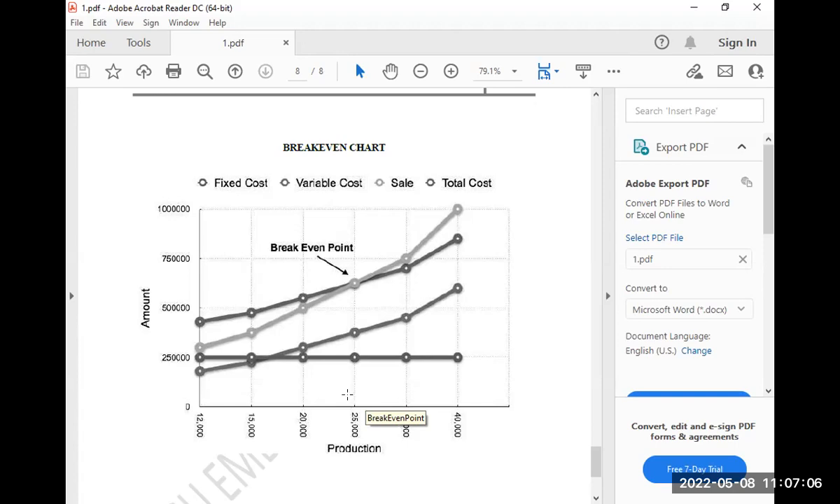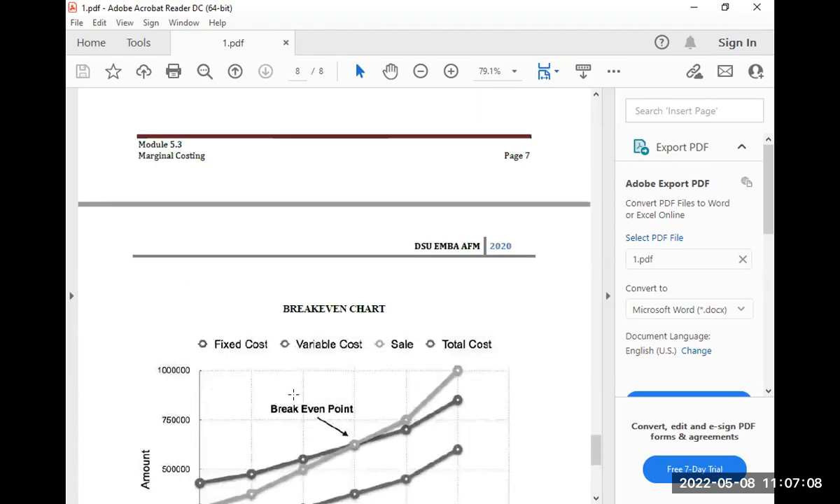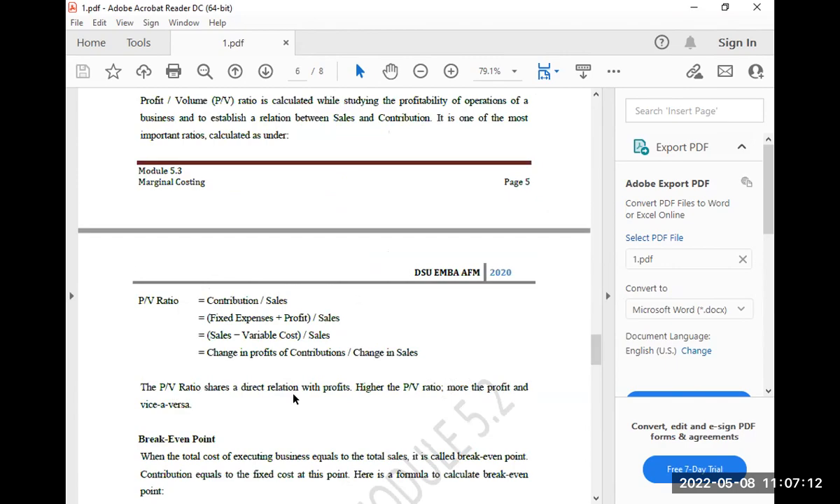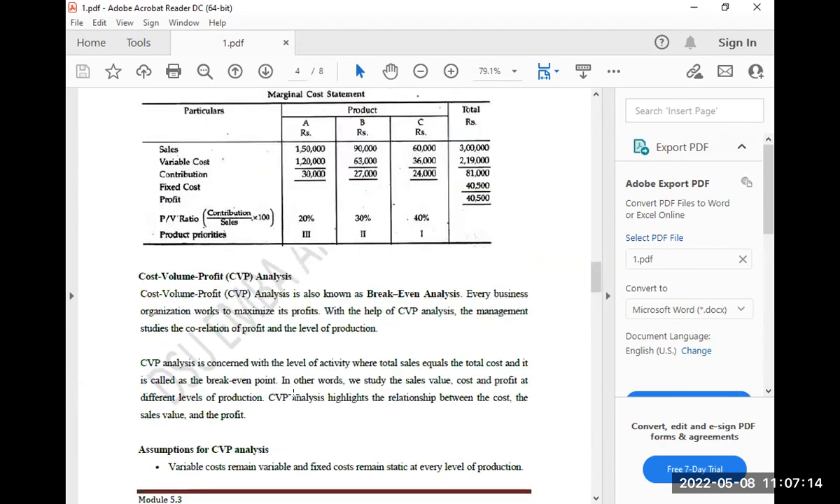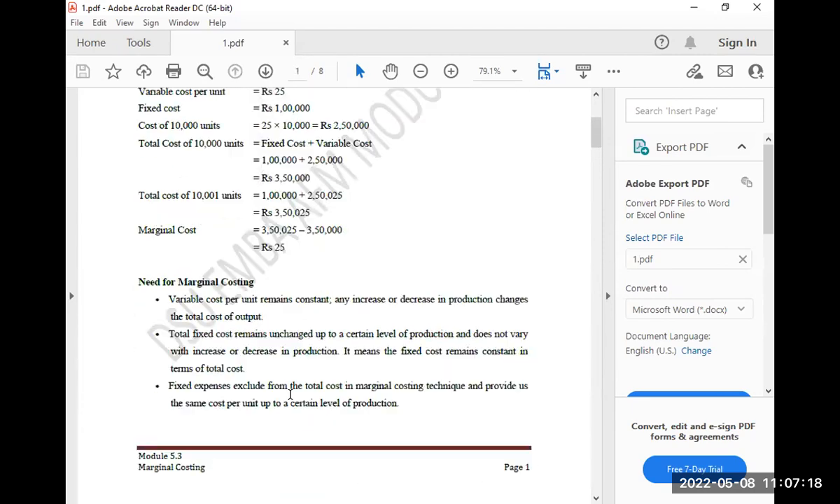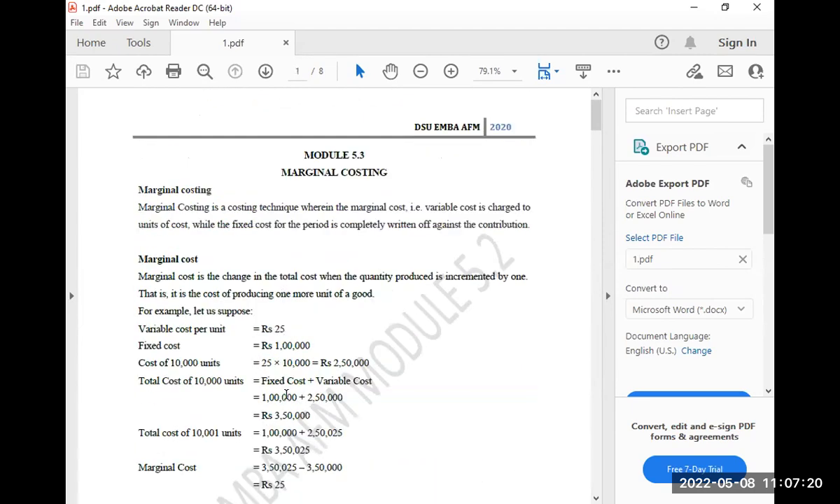Any doubt on this break-even point? We will take one or two questions now before we close today. Questions on this break-even point? Anybody has any doubt? Theoretical understanding: what is break-even point, why we need this, how do we calculate it, and the concepts associated with it.